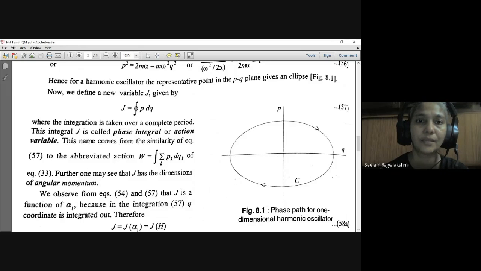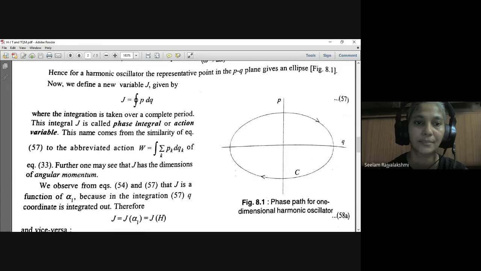Now we define a new variable J given by J = integral of p dq, where the integration is taken over a complete period. This integral J is called the phase integral, or action variable. This name comes from the similarity of equation 57 to the abbreviated action W = integral of sigma p_k dq_k in equation 33. Further, one may see that J has the dimensions of angular momentum, as we observed from equation 54.